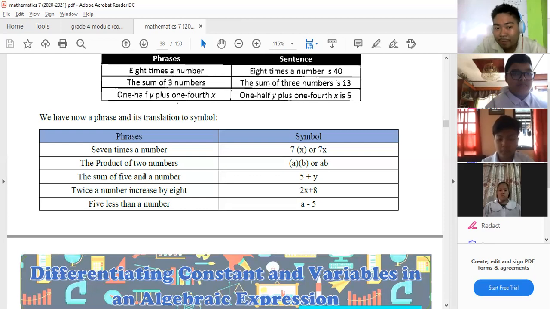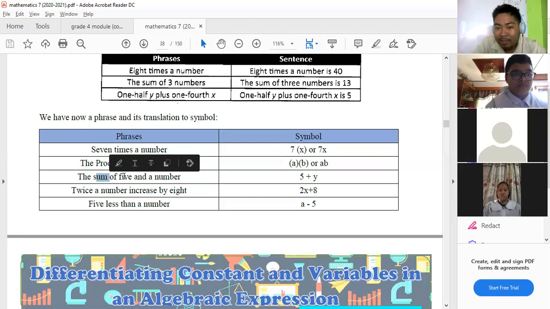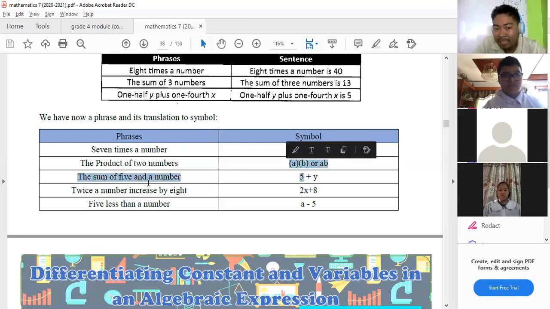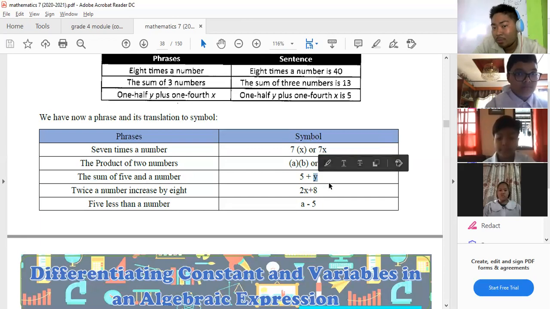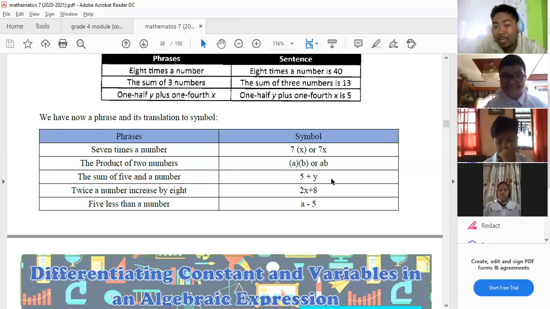So the sum of 5 and a number. Ibig sabihin, the sum of, may addition ka, 5. So that is 5 and a number. So pwede ka magsulat dito na 5 plus a, or 5 plus b. Bahala ka na kung anong gusto mong gamitin na letter. For example, si Nabil lang sumasagot, pwedeng 5 plus n. Kasi nga Nabil, or bahala siya. 5 plus L. Pwede yun. Kasi nga, basta any letter that represents that unknown number.